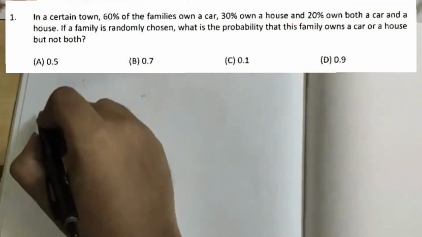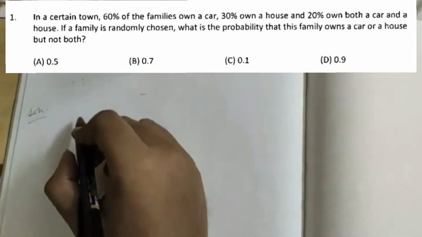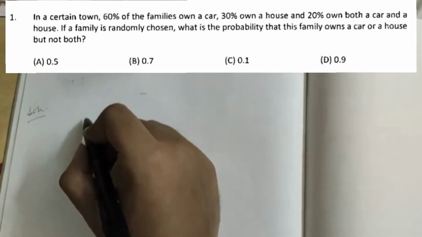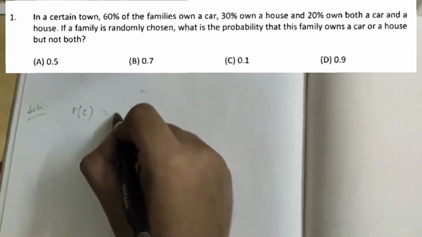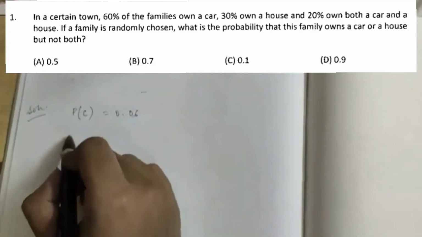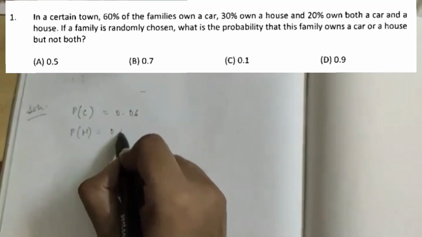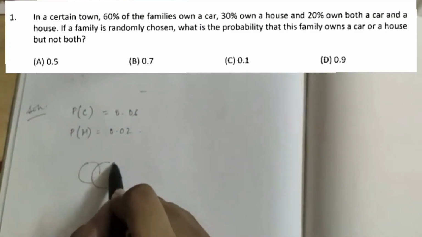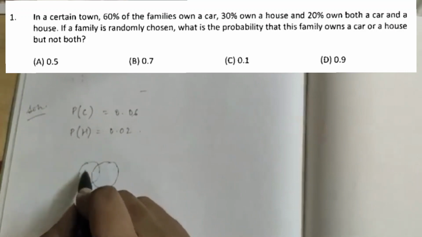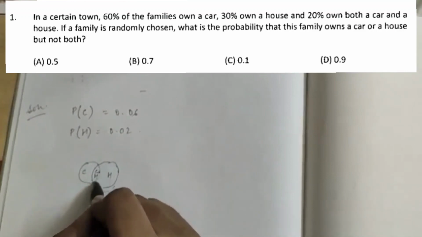So in question 1, it's been said that in a certain town 60% of the families own a car. That means, suppose 60% means P of owning a car is 0.6 and P of owning a house is 0.2. So in this type of questions you have to draw a diagram. Suppose this is for car, this is for house, and this is for both car and house.